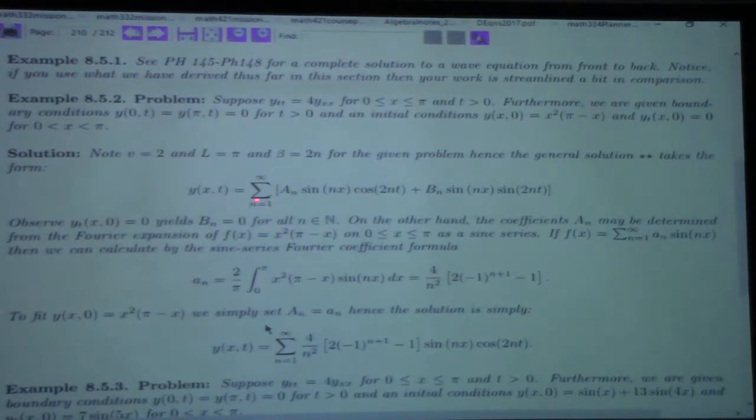So basically, we fill in the blank template. This time, notice what's the speed here? Speed is 2, because I got a 4, which is 2 squared. So I've got v equals 2, L equals pi. The beta, I forget what my beta is. I'd have to read my notes again. I was tempted to label something over there.